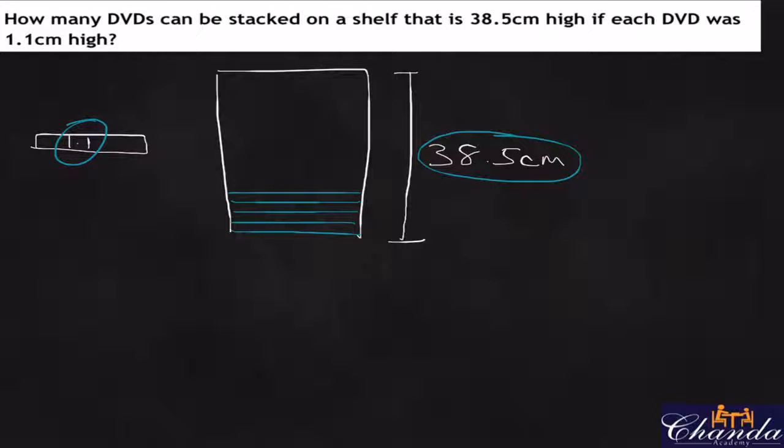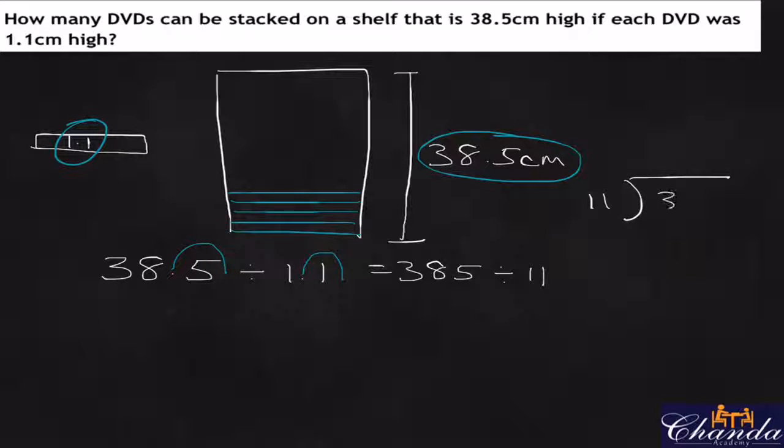That's simply a division. So we have 38.5 divided by 1.1. Now remember guys, when it comes to division, we simply avoid dividing with a decimal number by converting it into a whole number. So we convert this into a whole number by moving the decimal 1 place to the right, and we move this one to the right as well. So we are left with 385 divided by 11.